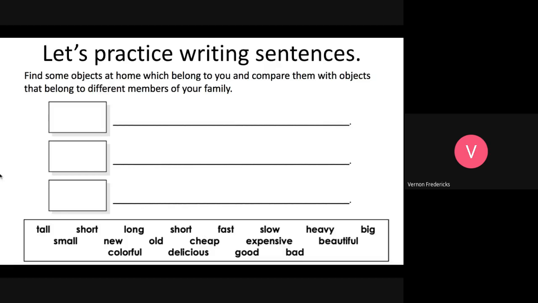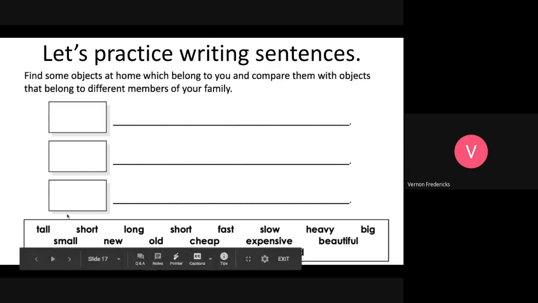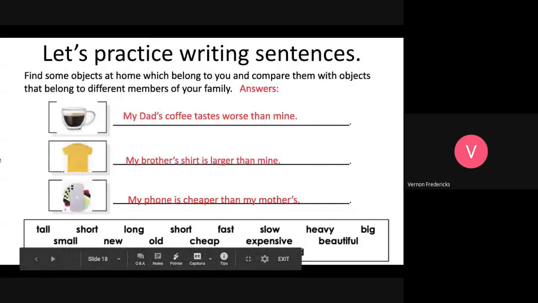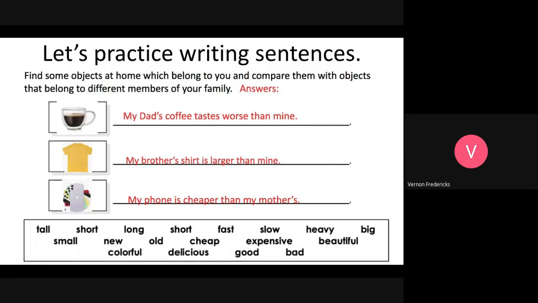Okay, students, let's just go on to the last slide. This is just an example of what you can use. We have three objects in the house. The first one is my dad's coffee tastes worse than mine. My brother's shirt is larger than mine. My phone is cheaper than my mother's. So these are other examples that you can use.